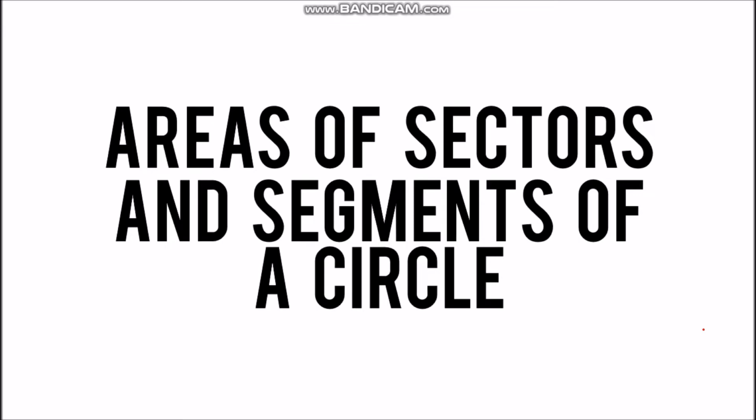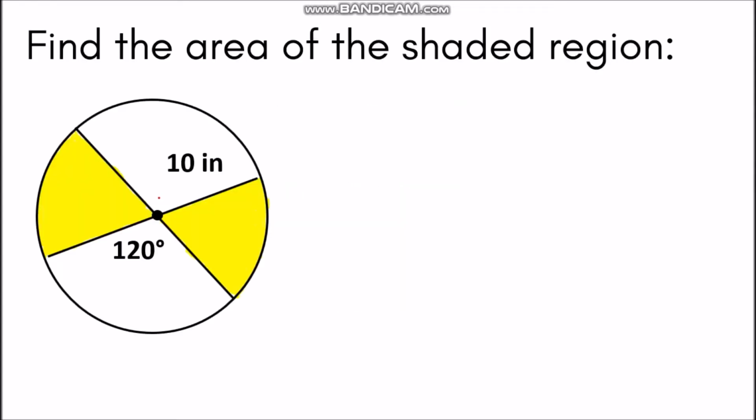For today's lesson, we will be solving problems related to areas of sectors and segments of a circle. So let's try to find the area of the shaded region of the circle. Let's try to name the segments. Let's have here A, this one is B, C, D, and E.